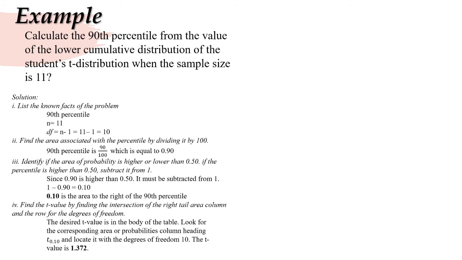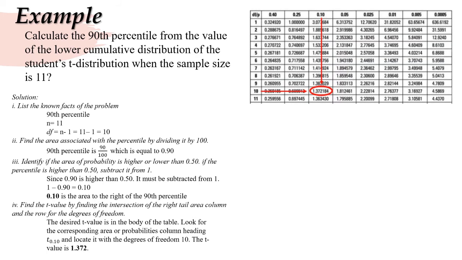Fourth step, find the t-value by finding the intersection of the right tail area column and the row for the degree of freedom. The desired t-value is in the body of the table. Look for the corresponding area or probabilities column heading t sub 0.10 and locate it with the degree of freedom that is 10. The t-value is 1.372184.